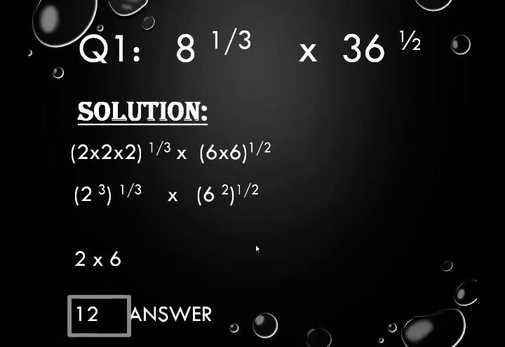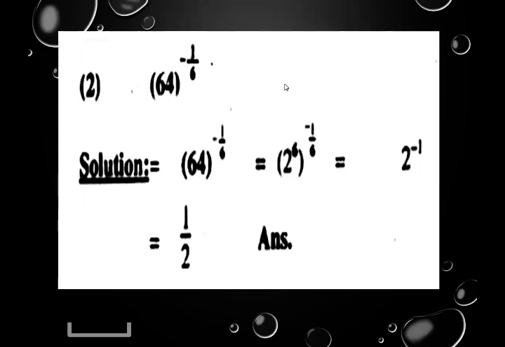Good. Excellent. This is 12. Move to the next question from the same exercise. This is question number 2, and it is saying 64 to the power minus 1 over 6. The exponent is negative, no matter whether it is positive or negative. Keep in mind what we actually want to do.